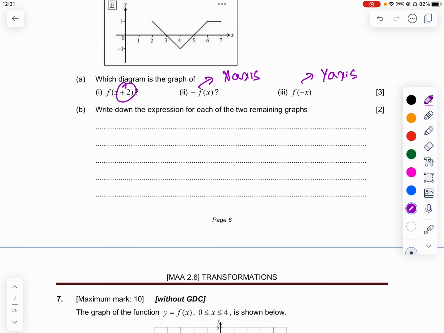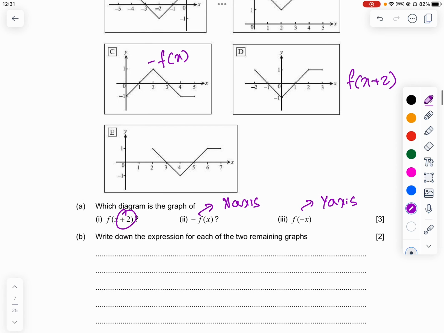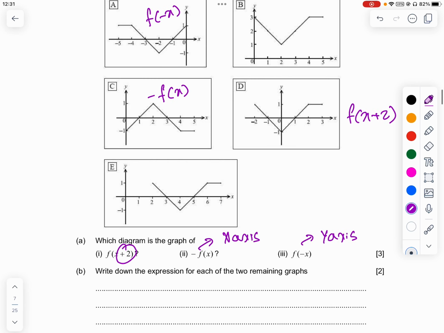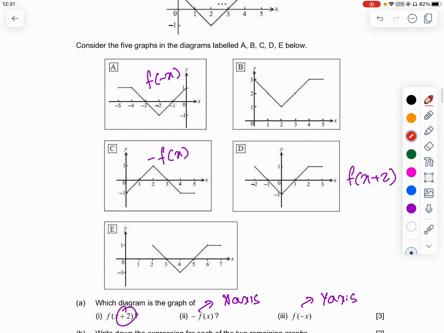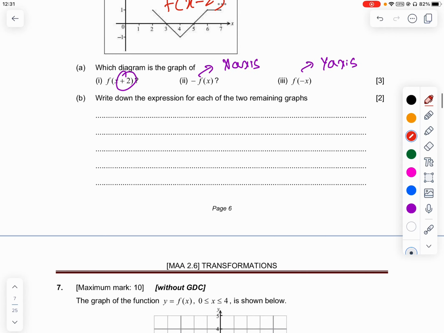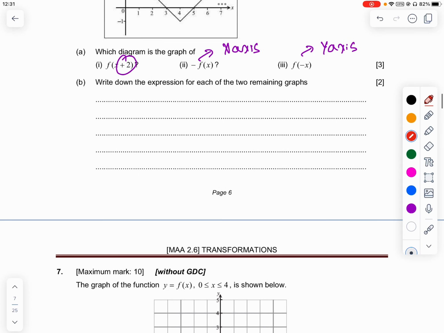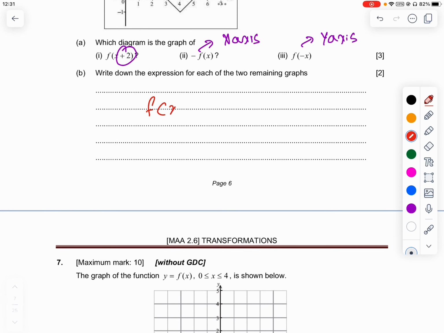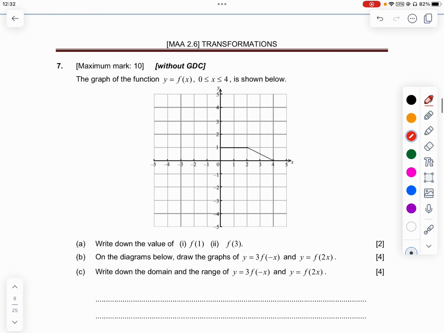Then write down the expression for the remaining two graphs. So for this part you can see that the entire graph has moved 2 units up. So this is f of x plus 2. Whereas this one has moved 2 units right. So f of x minus 2. So f of x plus 2 is for B, and f of x minus 2 is for E.